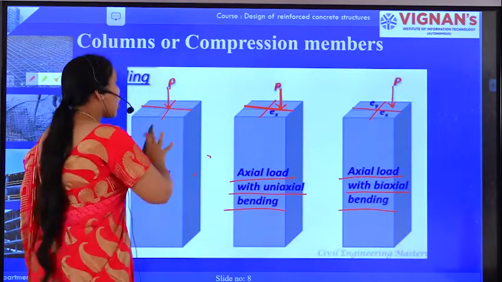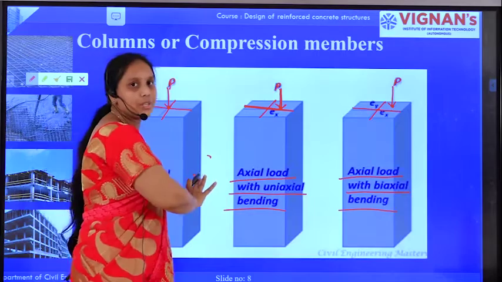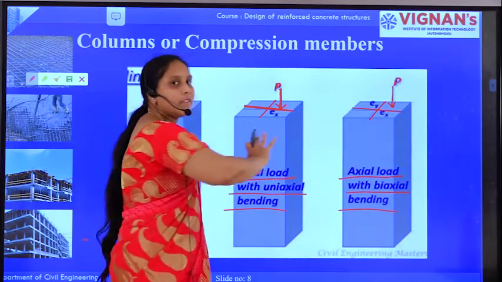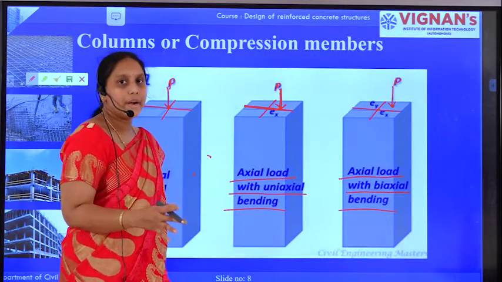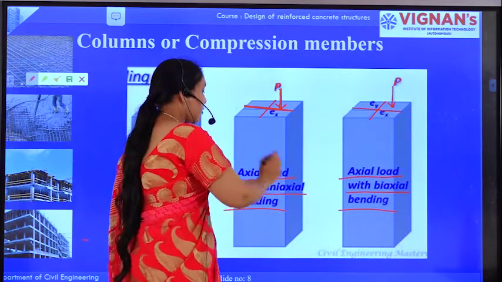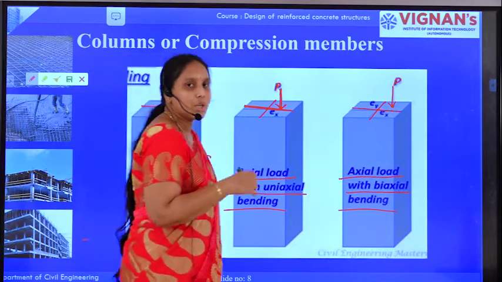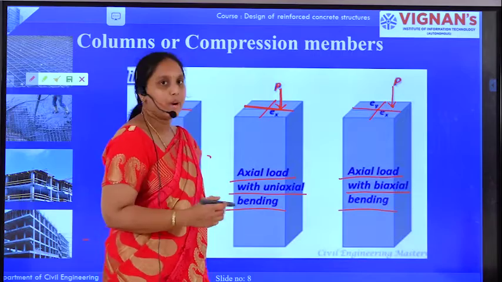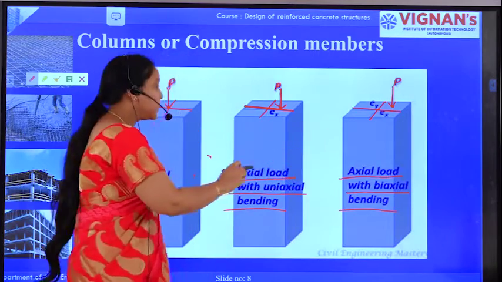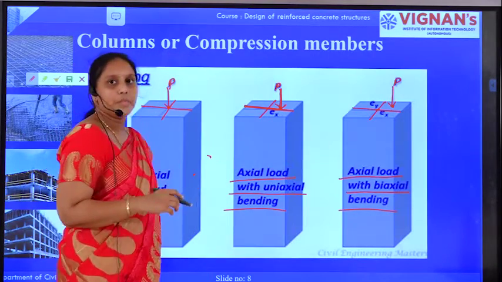So this particular column will be subjected to only compressive stresses, and these two columns will be subjected to both compressive stresses as well as bending stresses. Here the bending will be in one direction, that is, the uniaxial bending, and here it will be in both, that is, the biaxial bending. So these are the eccentrically loaded columns and this is the axially loaded column.